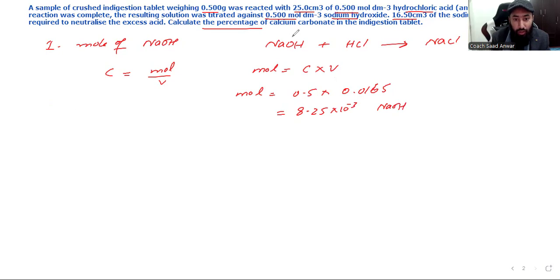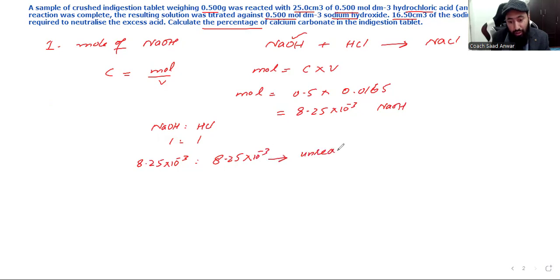From this balanced chemical equation, you can see this is 1:1, sodium hydroxide to HCl. So if sodium hydroxide is 8.25 into 10 raised to power minus 3, you must have HCl 8.25 into 10 raised to power minus 3. Guys, remember this is the unreacted moles of HCl.